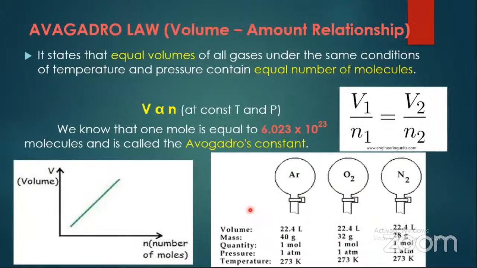Coming to the other law, Avogadro's law. This Avogadro's law gives you the volume and amount relationship. Remember, students, in your further studies or earlier topics, the amount of any gas or any substance is taken in terms of n, that is nothing but the number of moles. Why do we have to take the amount in terms of number of moles?